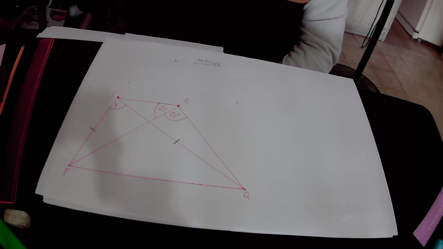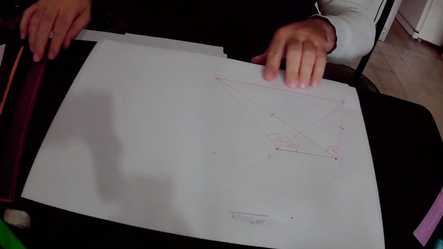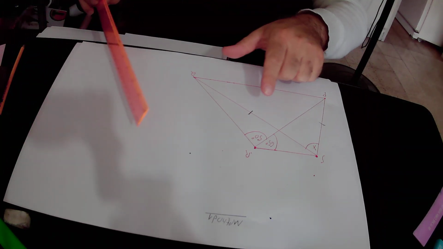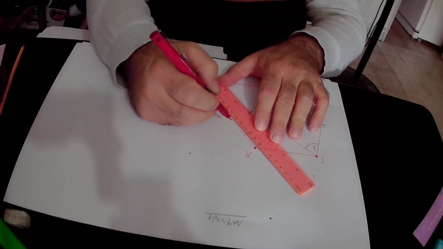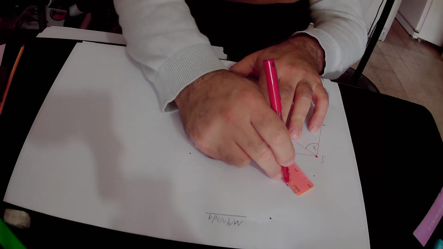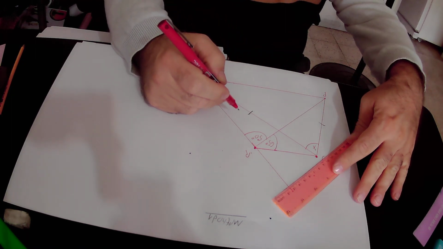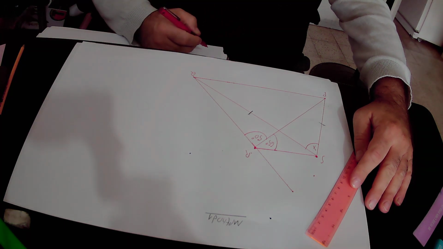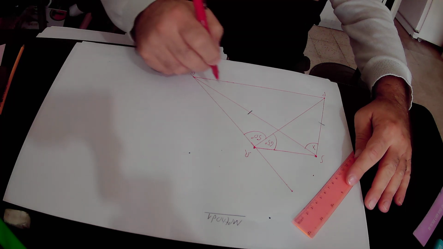Okay, so we start with the first method. In the first method we will do a construction. Actually, we will extend QR. We will extend side QR, and from point S we will draw a perpendicular to the extended QR.